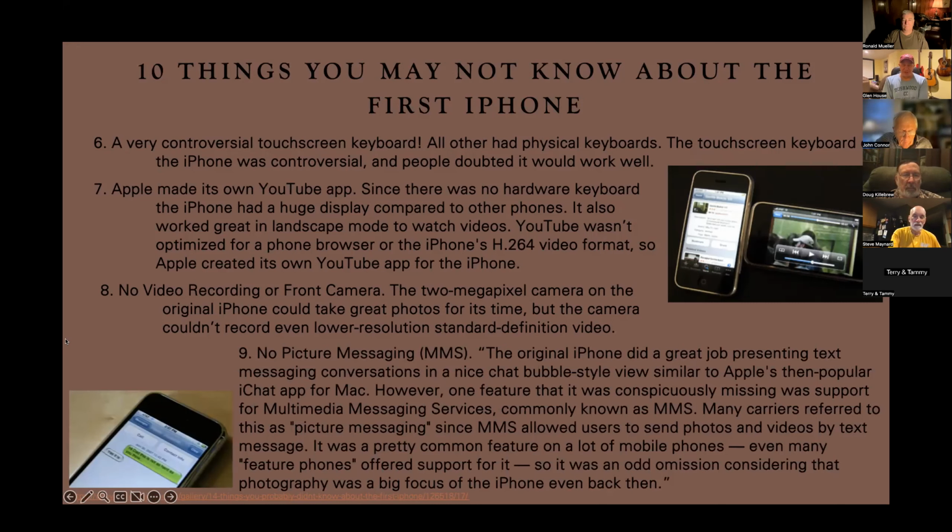There was no picture messaging. If you wanted to send a text message, you could do that, and they had the bubble text format. But you could not send any kind of pictures at that time, and that didn't come around for a little while. Some people thought this was a really odd omission because the technology existed. Because Apple was all about being able to really see things, the video and the pictures, it's kind of odd that they didn't include picture messaging with that first phone.